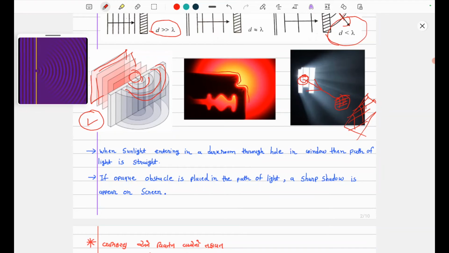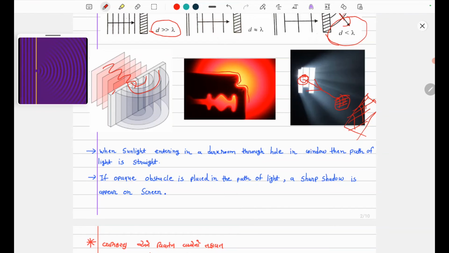Also, the rectilinear propagation of light can easily be explained on the basis of Newton's corpuscular theory. But it is observed that when a beam of light enters through a small opening, a circular hole or a narrow slit, then what happens? This light wave will spread to some extent into the region of geometrical shadow. So here is the geometrical shadow, right?